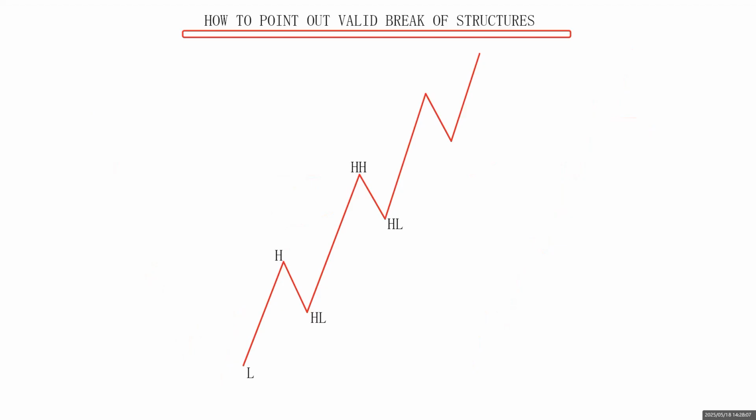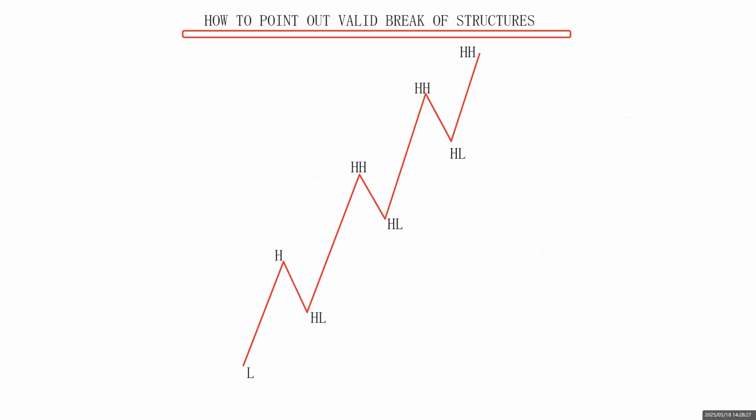How about the next one? This is also a higher high. Then right here, this is a higher low, because it's higher than the previous low. Then the last one right here is a higher high because it's higher than the previous high. So these clear coordinations make up a bullish structure.